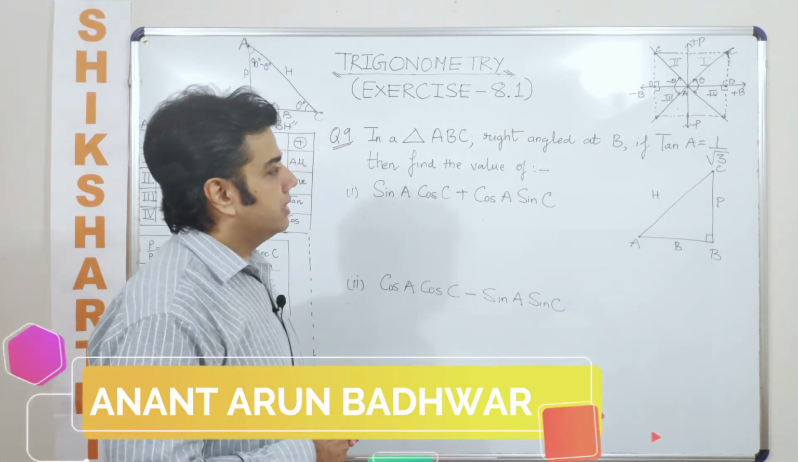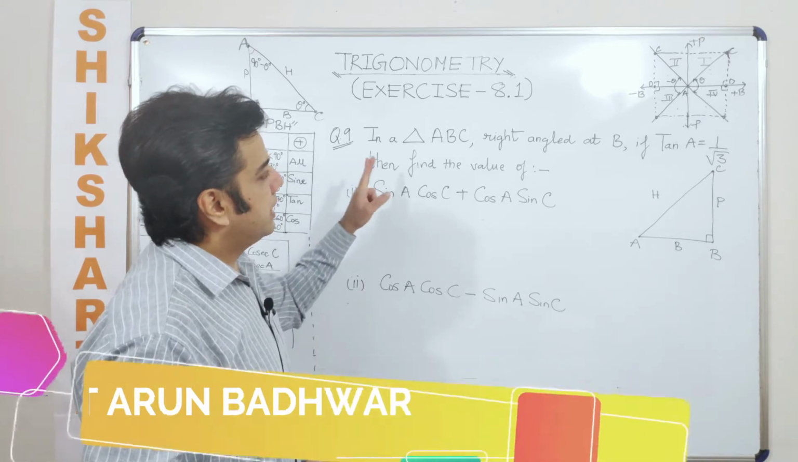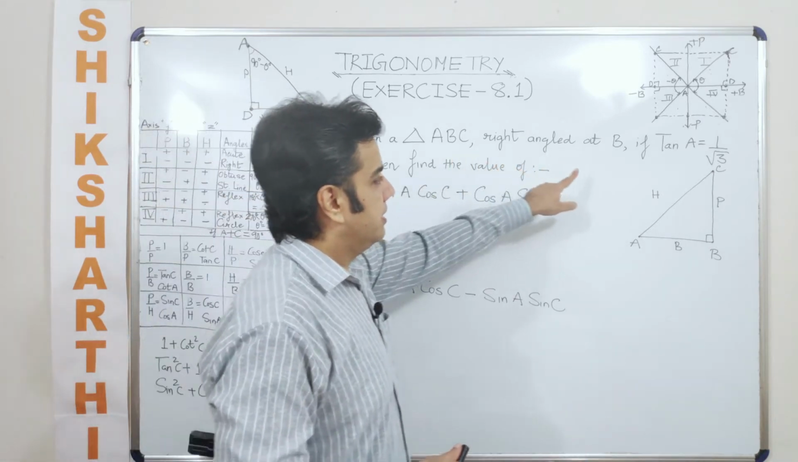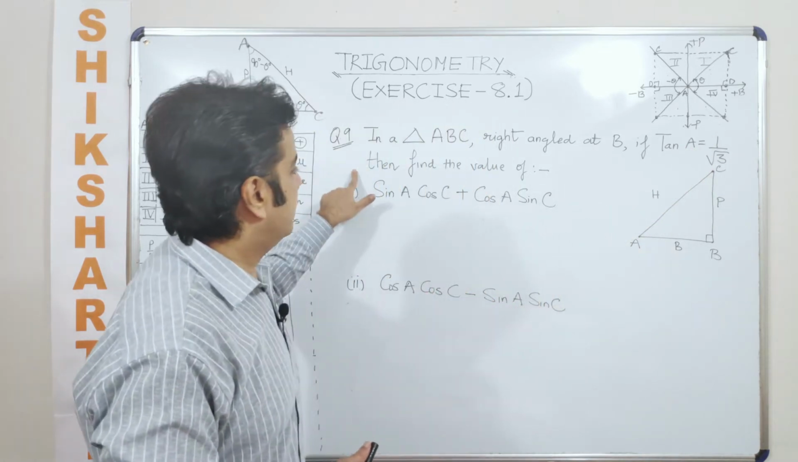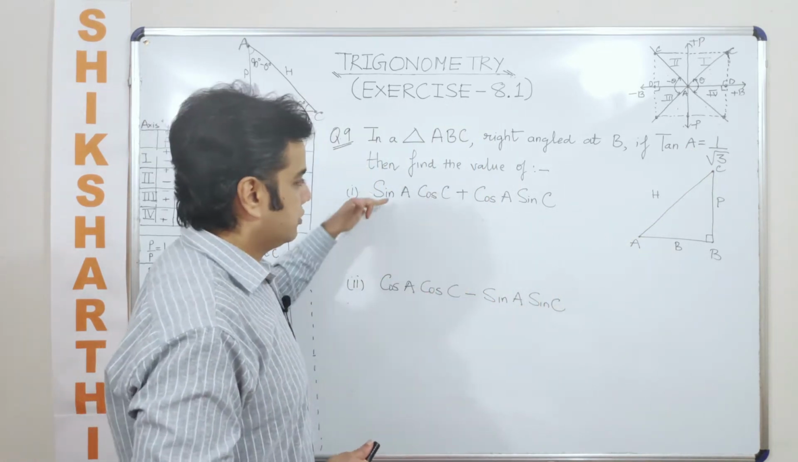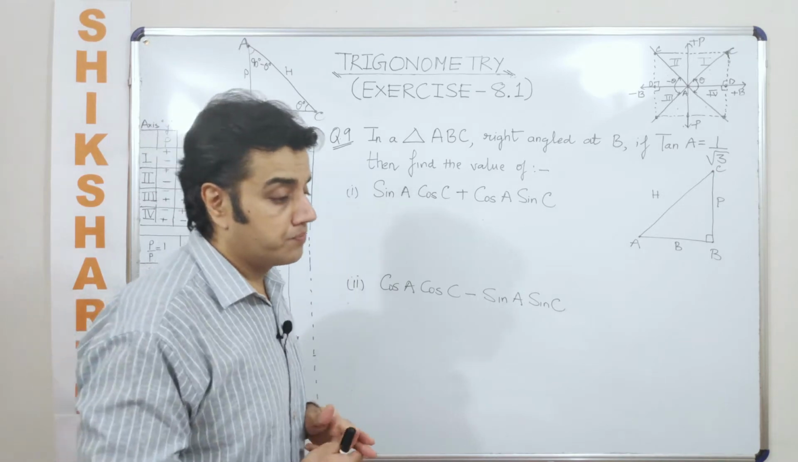So question number 9 says in a triangle ABC, the right angle is at B, and the value of tan A is given to you as 1 by root 3. Then find the value of these two expressions that they have given to you.